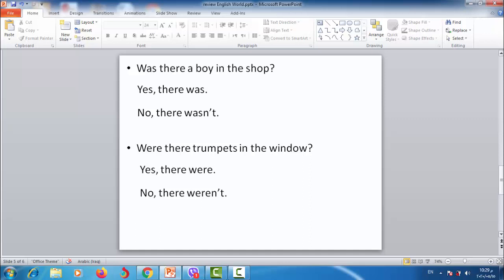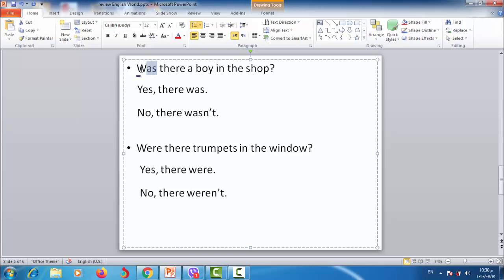The last one is the question form. Was there a boy in the shop? At the beginning we have was. Why was at the beginning? Because it is a question sentence. So we have to say was there, and because we have a, we say was there a ball in the shop?